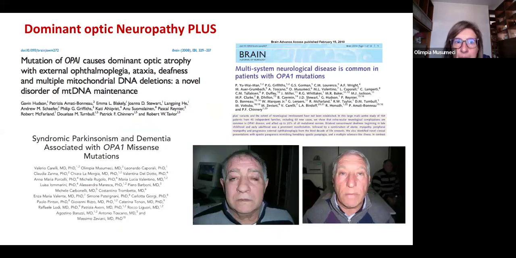Among PEO plus, we also have to mention the mutations in OPA1, as we already said, that are usually associated with an optic neuropathy. But there are different phenotypes where the optic neuropathy is associated, even in the same family, with a PEO, as in this family that we published a few years ago with the Bologna group. Chiara was also involved.